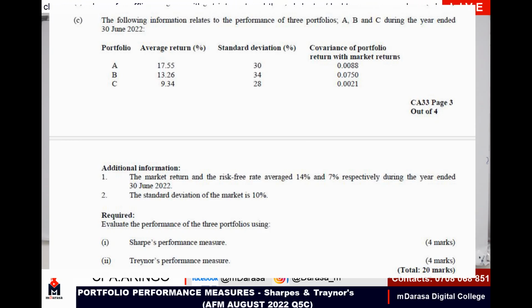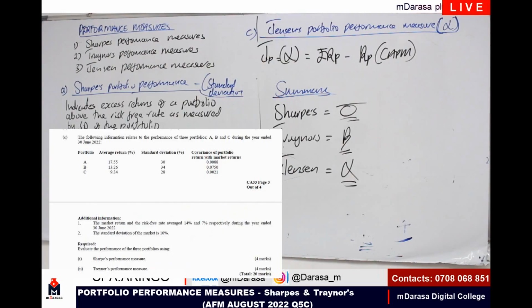A good examiner also went further and gave us additional information. We were told that the market return and risk-free rate averaged 14% and 7% respectively during the year ended 30th June 2022. The standard deviation of the market is given as 10. So, given that, what will we be expected to have in mind? This will be very simple so long as you are able to recall what we covered when we started, right?